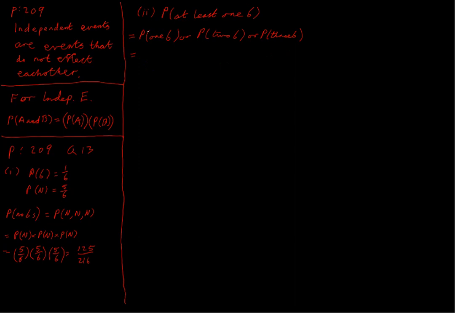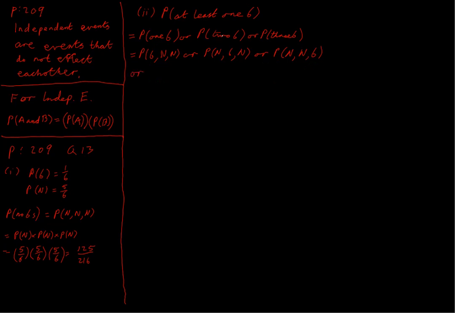What are the ways that we can get 1/6? Well, we could get a 6 the first time and not get it the next 2 times. Or we could get not a 6 the first time, get a 6 the second time and not get a 6 the third time. Or we could get not a 6 the first time, not a 6 the second time, and a 6 the third time. So those are the 3 different ways that we could get 1/6 when we roll our die 3 times.